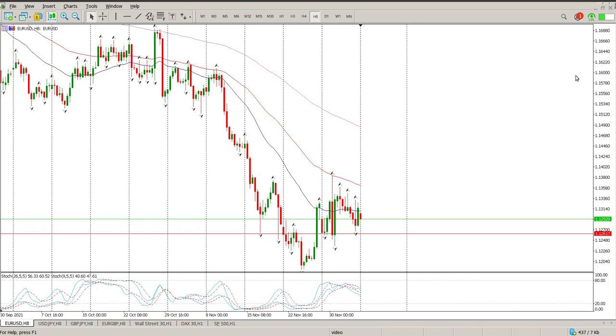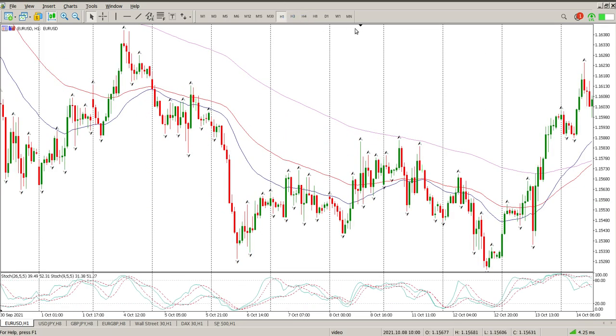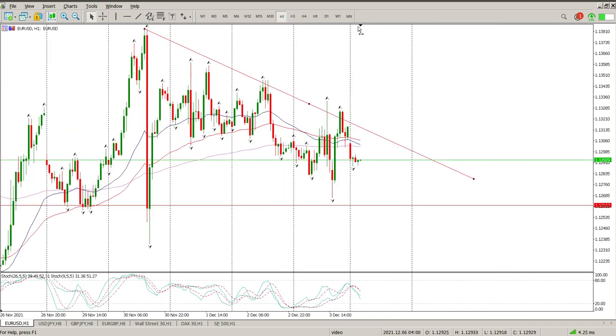So starting off with Euro USD as usual, and last week was pretty much a sideways week, sideways to down. It does look like the dollar is trying very hard to continue to the downside in its original trend. It's been trending down for quite some time now. So what we need to do is see what structure we have.